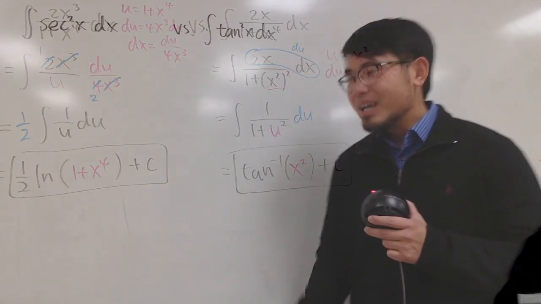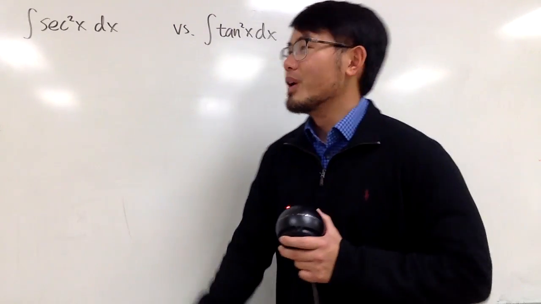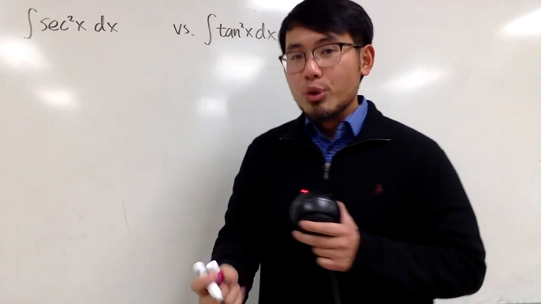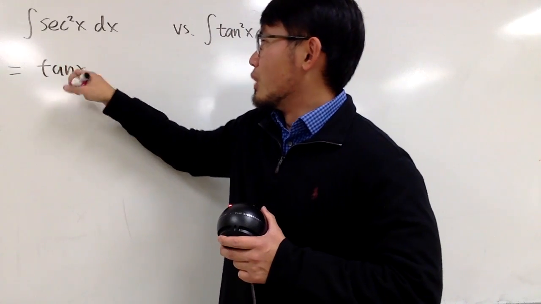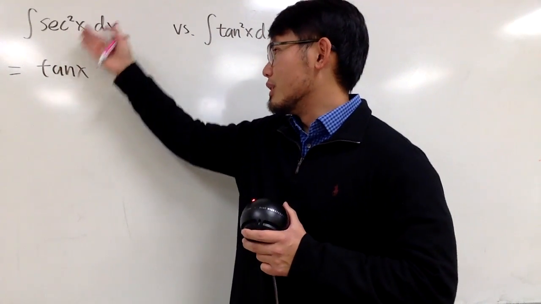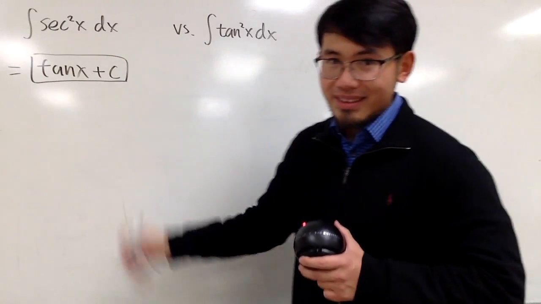That's it. Okay, these two integrals, they can be equally easy. This one is easier though. Well, the integral of secant square x, by knowing our derivatives, we know that the derivative of regular tangent x will give us secant square x. So the answer to this is just tangent x plus c, and we are done.